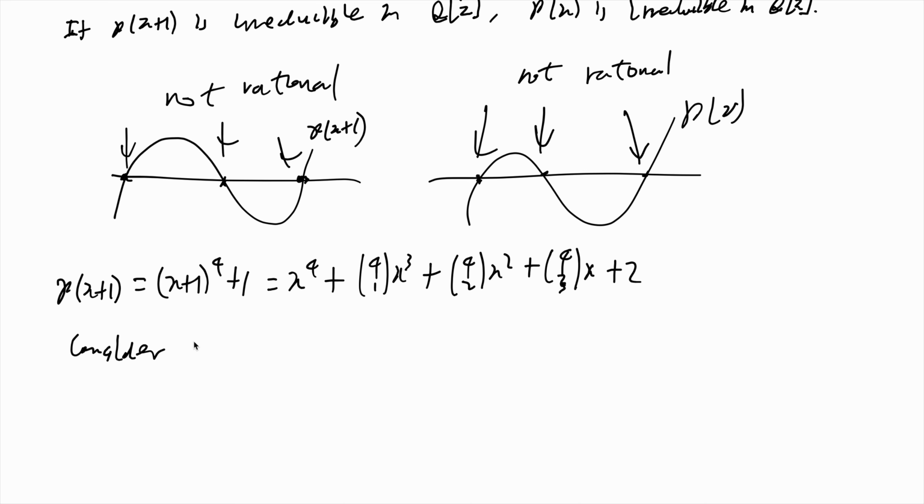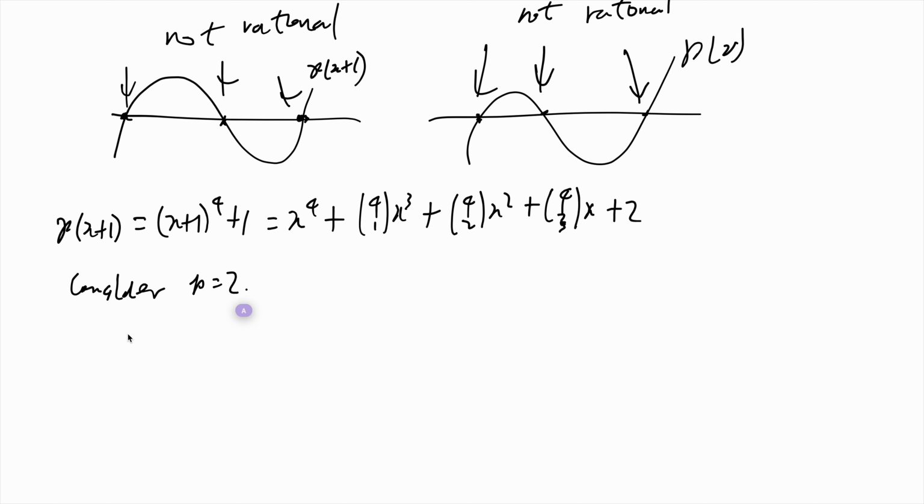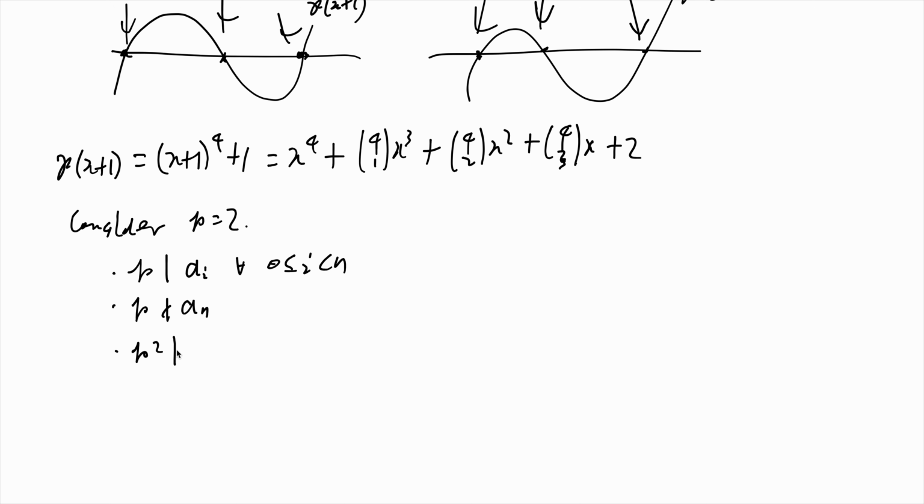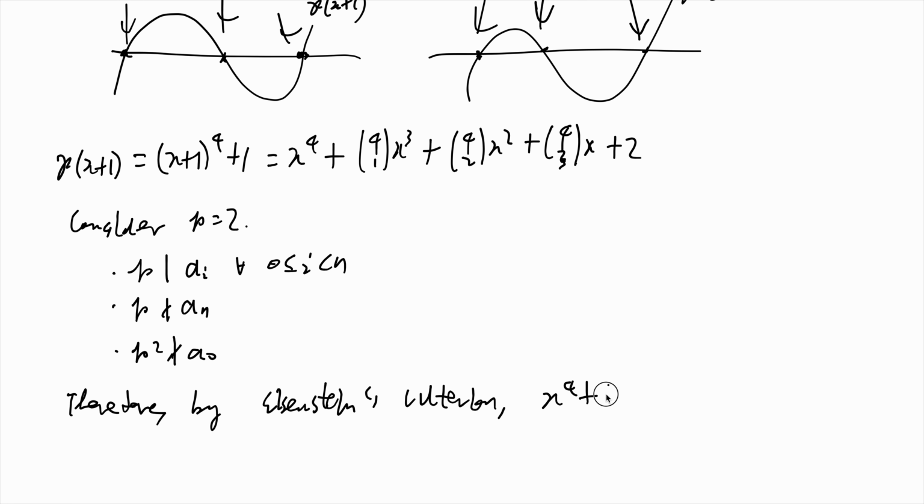Consider a prime number, 2. P divides, so this is 4, this is 6, this is 4, so P divides a sub i for all i less than n. This is true. And P does not divide a sub n, because a sub n is equal to 1. And also P squared, which is 4, does not divide a sub 0. Therefore, by Eisenstein's criterion, x to the power 4 plus 1 is irreducible.